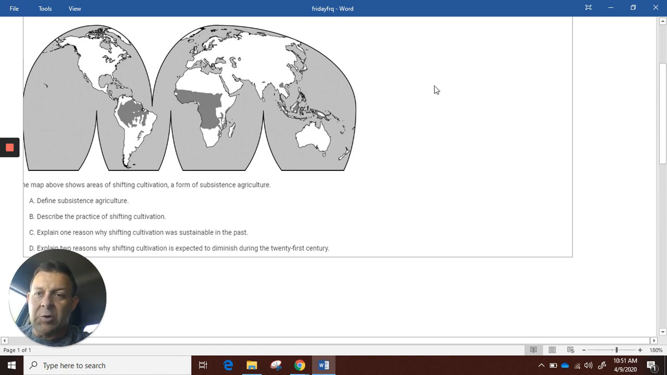But let's go over this FRQ. They give you a map of agricultural geography, and it even says the map shows areas of shifting cultivation, a form of subsistence agriculture. Now, I think that's a little too much to give you, but that's okay. You should be able to look at this map and see the shaded areas, choropleth, shaded areas, and know, oh, wow, this is subsistence farming, because look where it is. Look where it's not, the rich world. And it's near rainforest, which means it has to be shifting agriculture. So right away, you should know this is subsistence without them telling you.